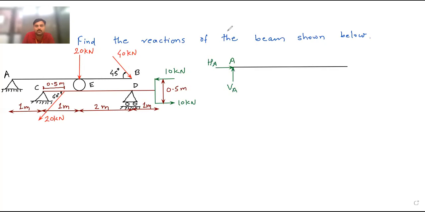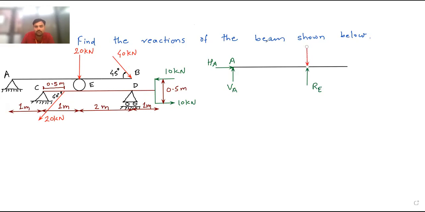Then at point E, here is the reaction at point E. This reaction is RE, and this is a vertical reaction, because the roller rests on a horizontal surface. Then here is the load.